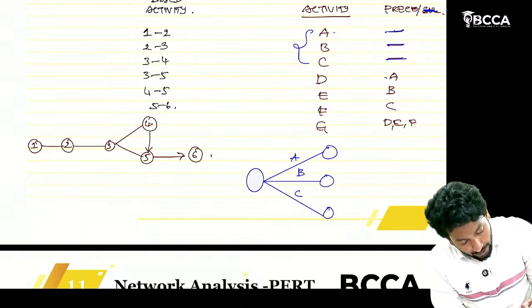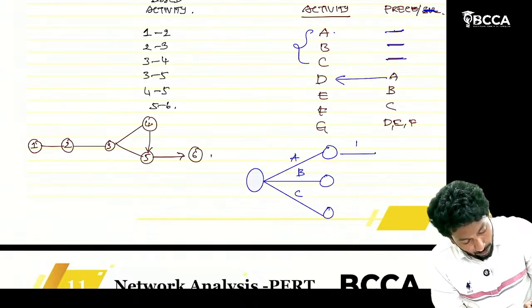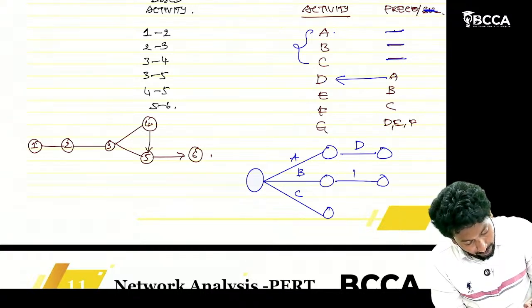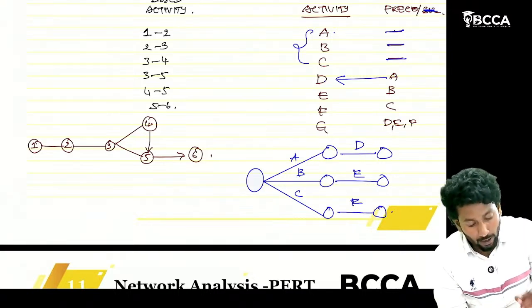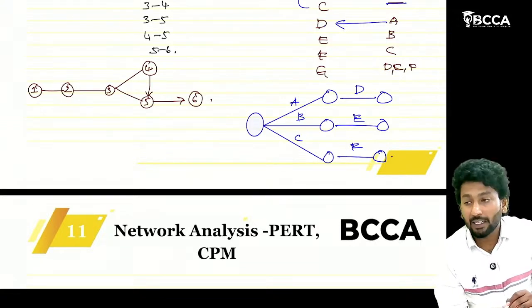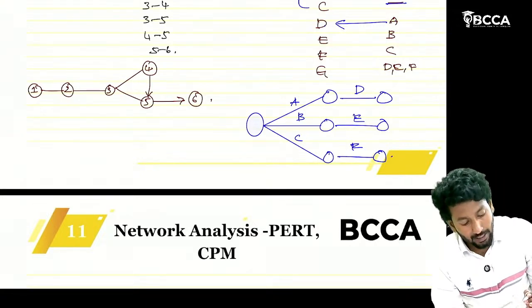From A, after A ends, D can start. After B ends, E can start. After C ends, E and F can start. Finally we have activity G, so the preceding activities for G are D, E, F.